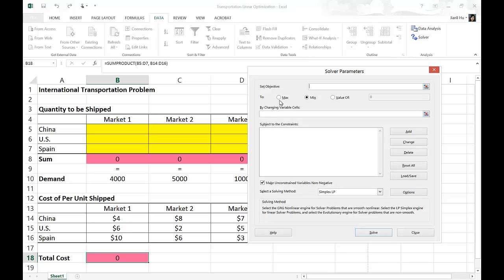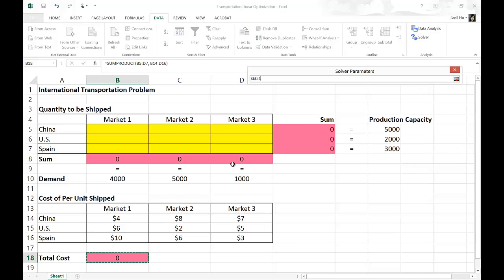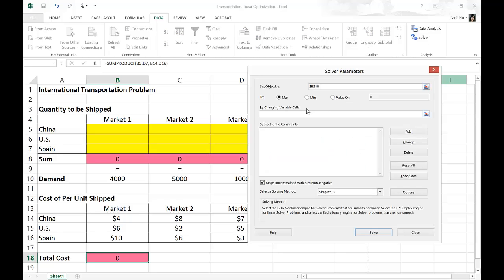Okay, so the first thing we need to have when we open Solver is we need to set the objective. As we can see, for this company, their decision is they try to find out how many they have to ship from China to each market, from US to each market, from Spain to each market, so they can minimize the total transportation cost. So our goal, the objective here, is we want to minimize the transportation cost.